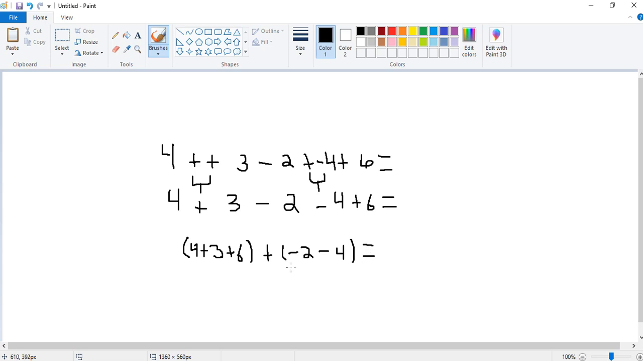So what we would do is add up the left side. 6 plus 3 is 9. 9 plus 4 is 13. So we have positive 13. And then on the right side, we have negative 2 and 4. 2 plus 4 is 6. So we would have negative 6.